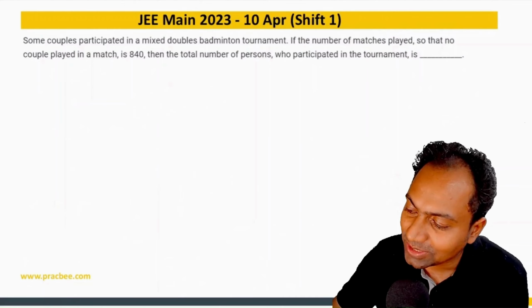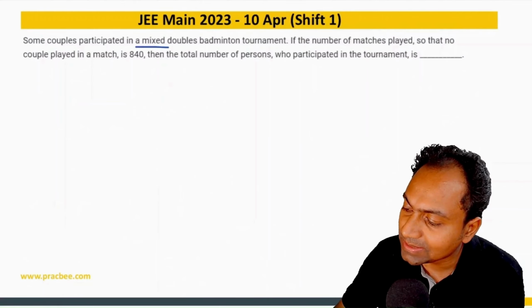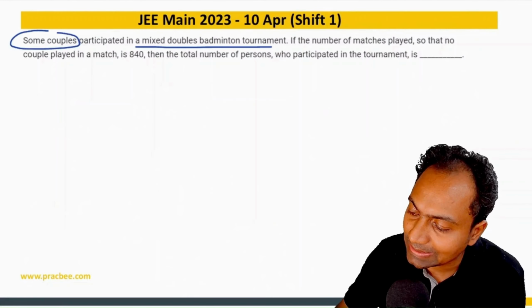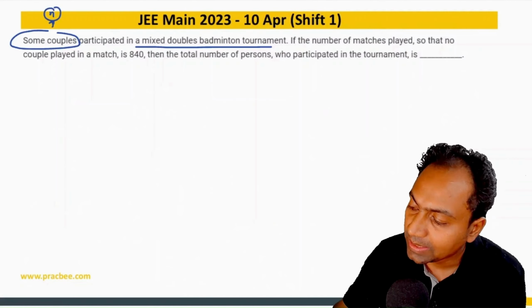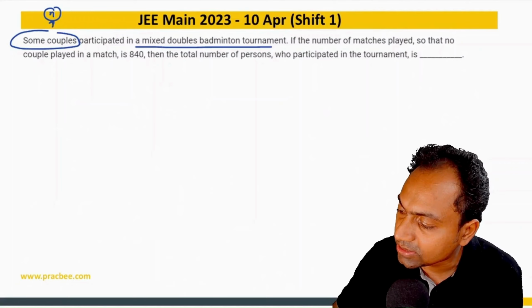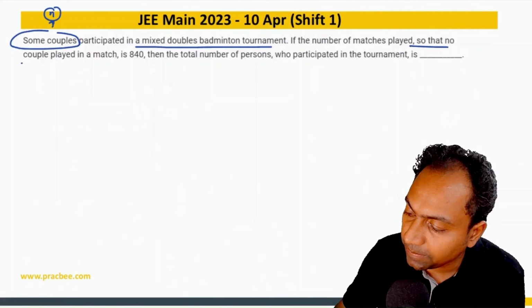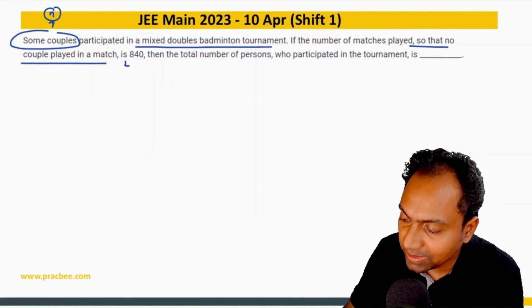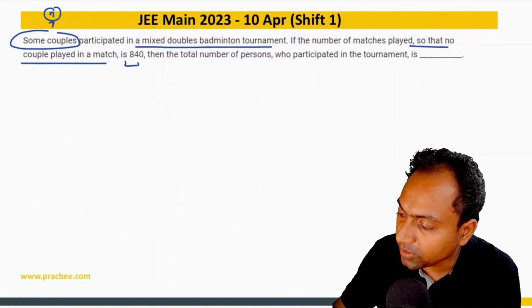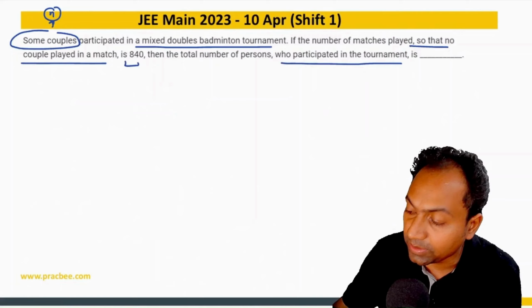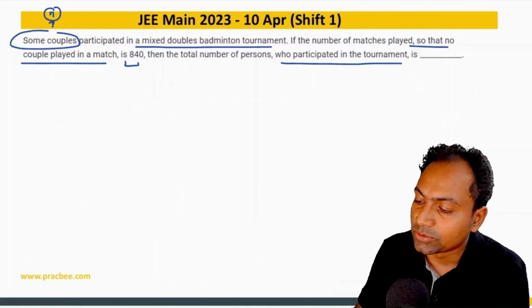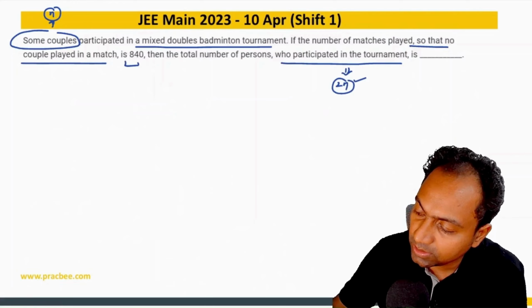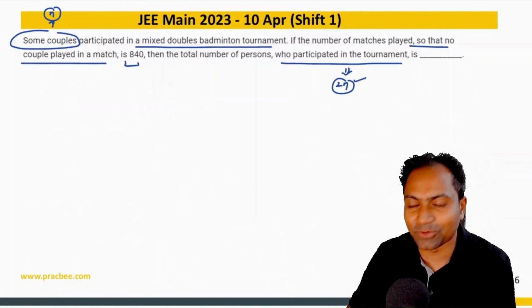In this next question, they are talking about a mixed doubles badminton match to be played between some couples, let us say n couples, in such a manner that in a match, no couple plays a match. The total number of ways is 840. We need to find the total number of people who participated in the tournament, and not couples. So our final answer is going to be nothing but 2n. This we need to understand because this mistake can also happen.